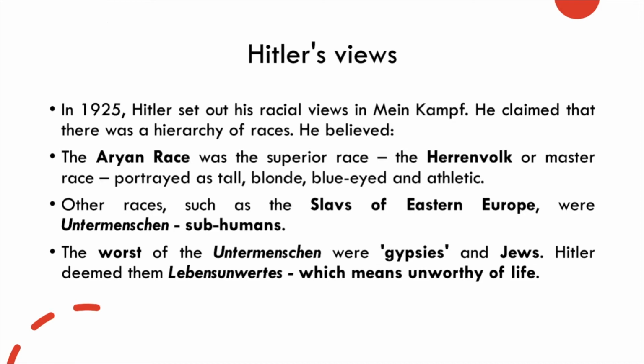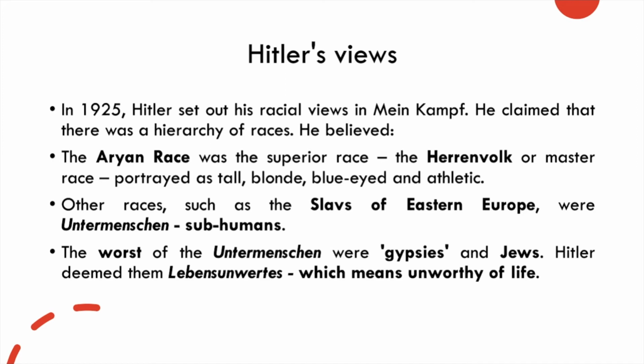Hitler's views. Now, in 1925, Hitler set out his racial views in Mein Kampf. He claimed that there was a hierarchy of races. He believed the Aryan race was superior, so better than, other races, and this was called the Herrenvolk or master race. They're often portrayed as tall, blonde, blue-eyed and athletic.